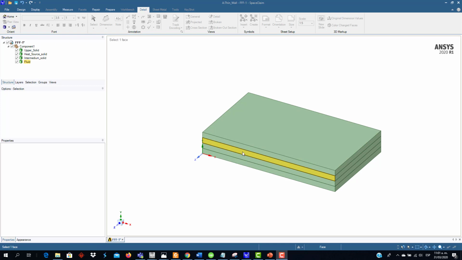This one will be prescribed as a fluid, a static fluid. It is going to be a fluid that is not with any motion. And this one is the upper solid, another solid that we have defined here to help us to explain the thin wall model setup.